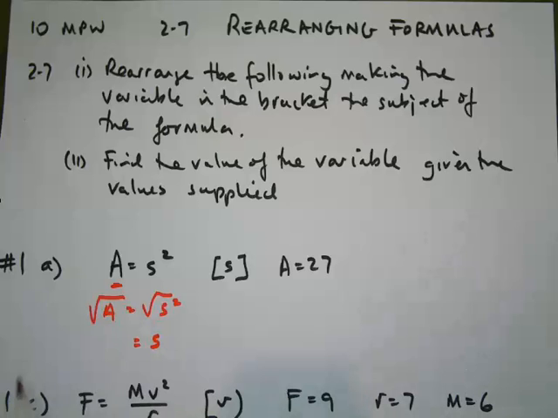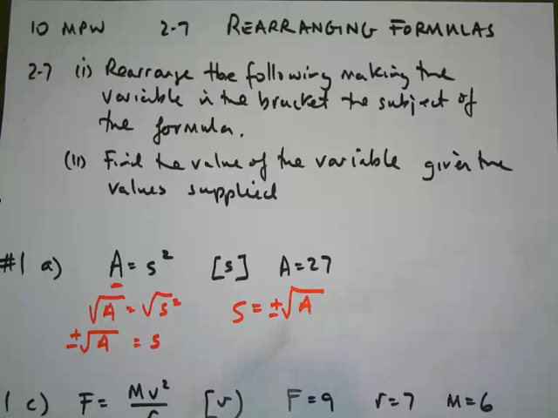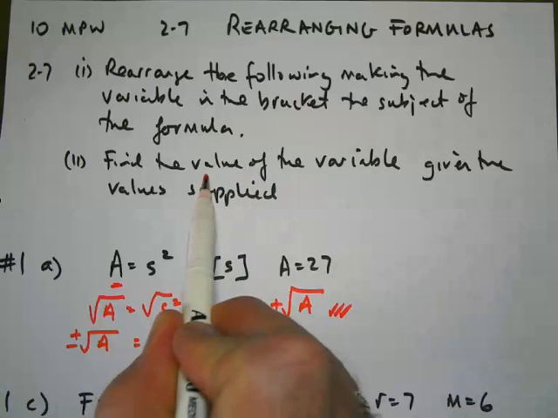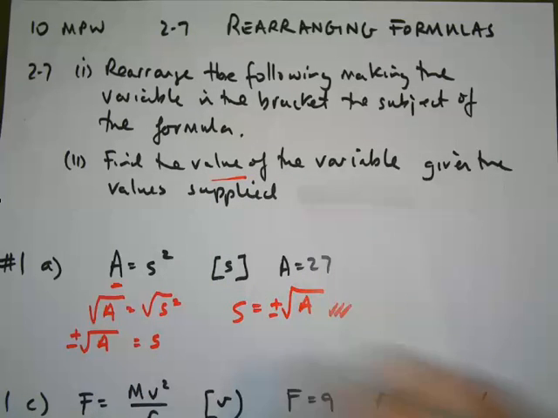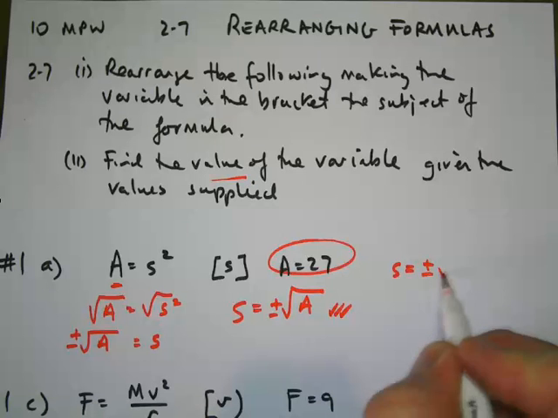And when I take the square root of a, I'm going to get two answers, plus or minus root a. So my answer is s equals plus or minus the square root of a. That's the first part completed. I've rearranged the formula so that s is the subject, not a. Then the second part says find the value of the variable given the information supplied. Well, I'm told that a equals 27. So s will equal plus or minus the square root of 27.